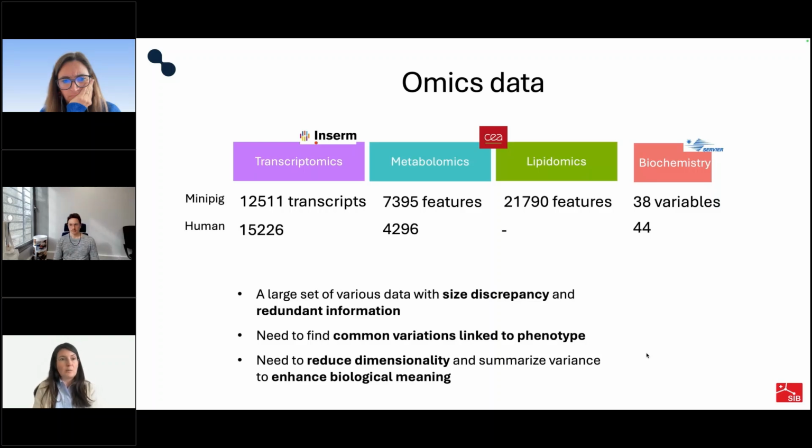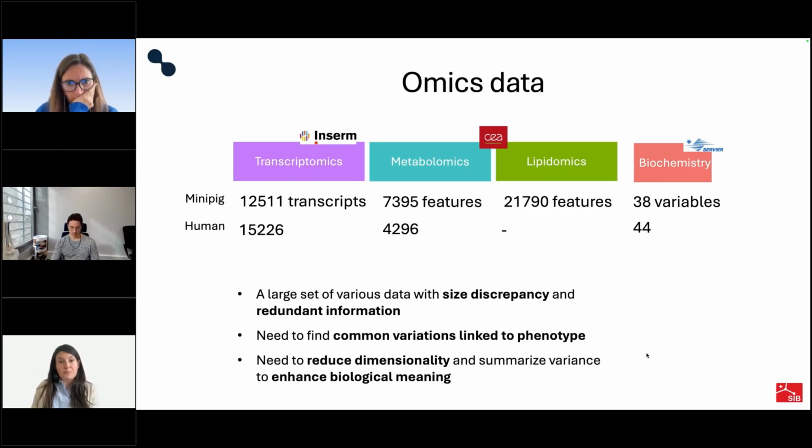But as you can see by the different numbers here, we have quite a lot of differences between dataset sizes, and also we expect some redundancy to some extent between the data sets, for example, between metabolomics and lipidomics data, but also within a single data set. So we would like to focus on common variation that is related to the phenotype, and therefore we would need to reduce dimensionality and also summarize the common variants in a biologically meaningful way.